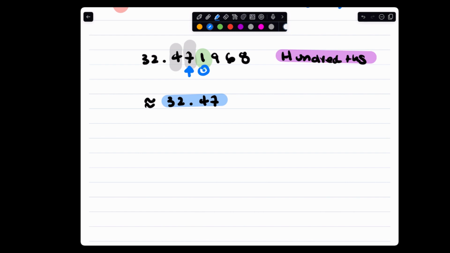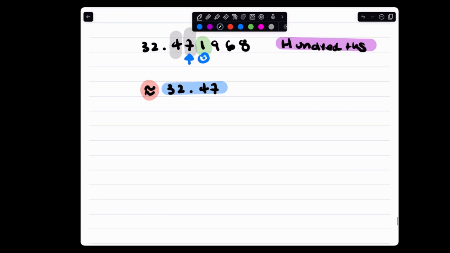So I want you guys to see here how to approximate and find the number that's what? Close to. And close to in what sense? Close to in the hundredths. Easy peasy lemon squeezy? All right. Should we give you a hard one?